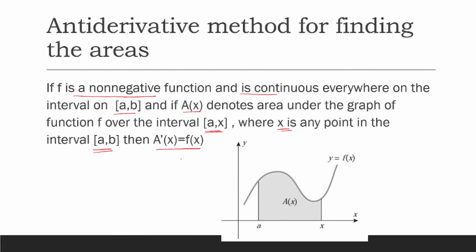So this was the antiderivative method which says कि अगर आपका f non-negative और continuous function है और आप interval a comma b consider कर रहे हो और A of x आप area consider कर रहे हो over the interval a comma x, and x is a point in the interval a comma b, then we can say that A dash of x is equal to f of x.